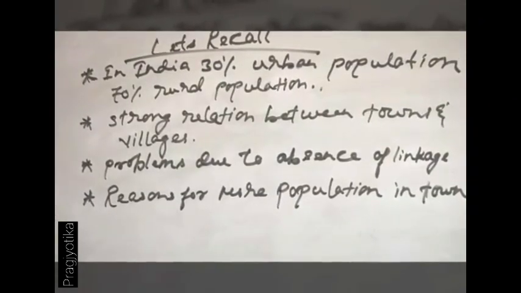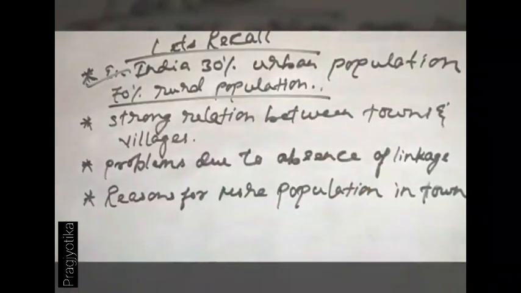So now let's recall what we have learned. We learned that in developed countries 70% of the population lives in urban areas, but if we compare with India, then in India 30% of the total population lives in urban areas, whereas 70% of the population lives in rural areas. Then we also learned that there is a strong relation between town and villages, because of which both urban and rural settlement grows.